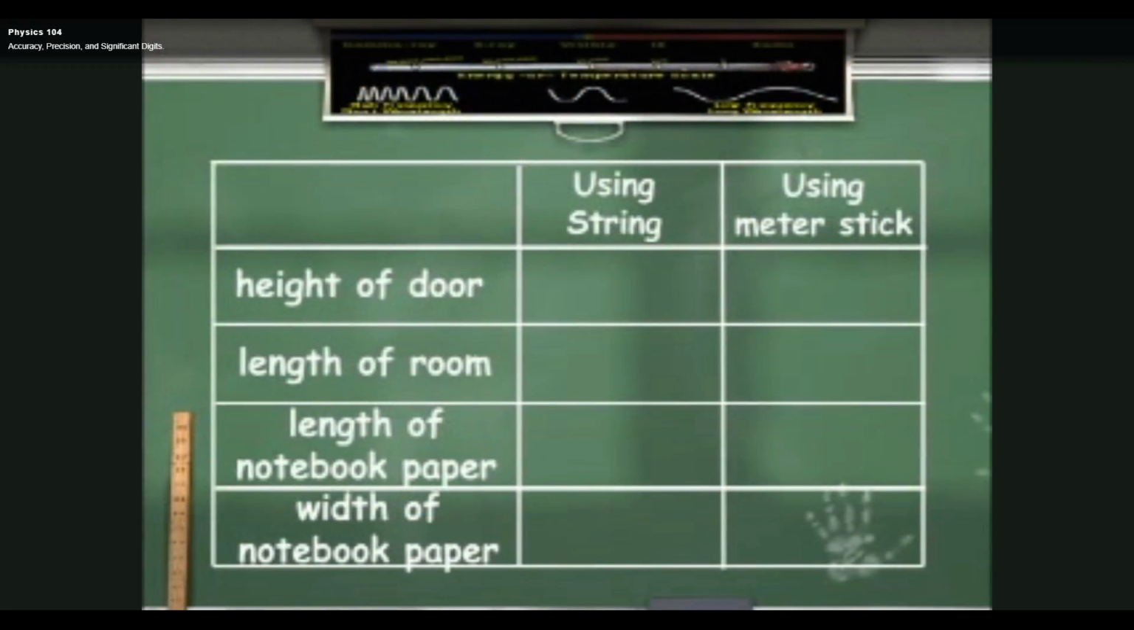Now it's your turn to do some measuring. You will be given a string that is 1 meter in length and has no marks on it. You will also be given a meter stick that is marked off in tenths of a meter. Make a table like this one and measure the objects listed. Remember to estimate only 1 digit. When you've finished, show the measurements to your teacher.